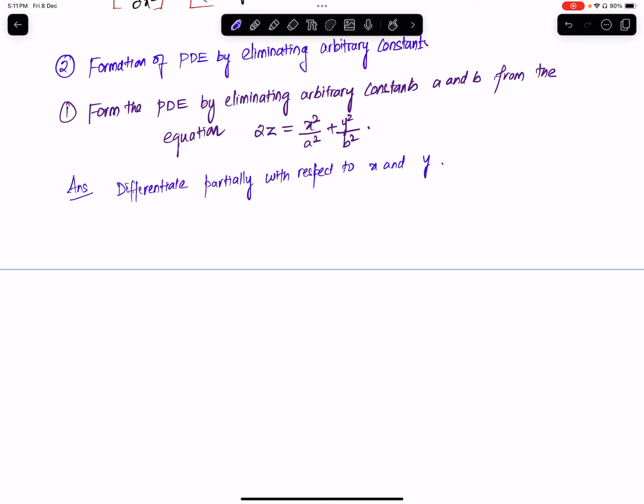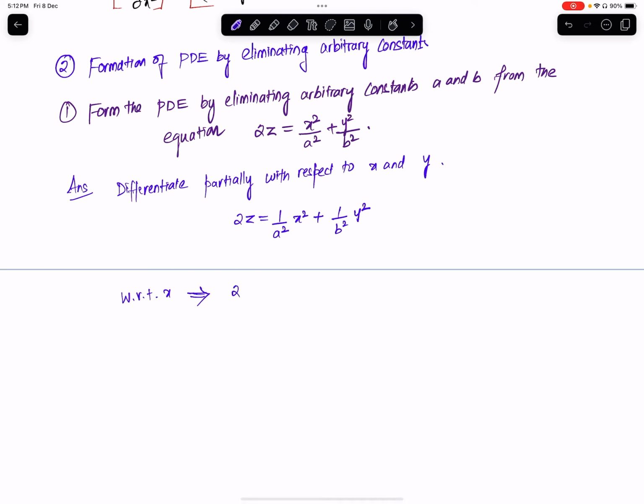So now see here, I take the function 2z is equal to, I rewrite, 1 by a square x square plus 1 by b square y square. I just rewrite the given function in a different way. So I'm going to differentiate with respect to x first. So what will happen with respect to x?